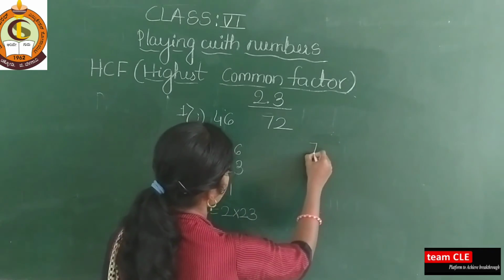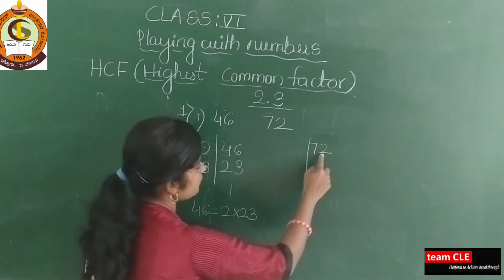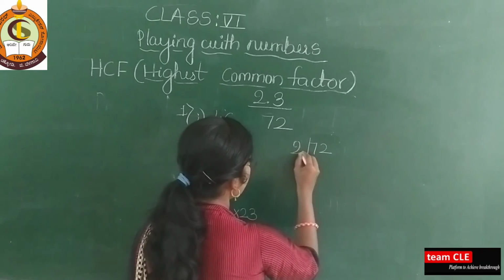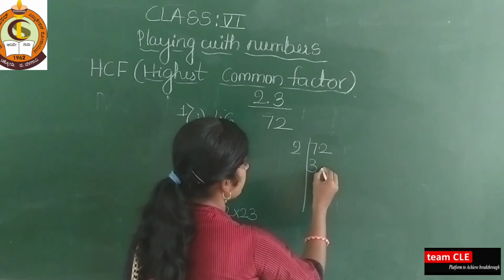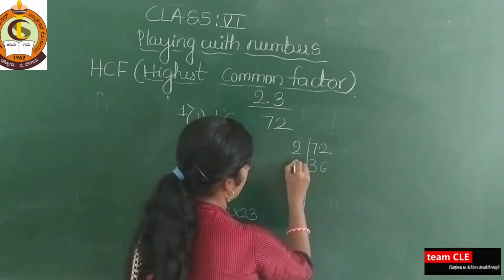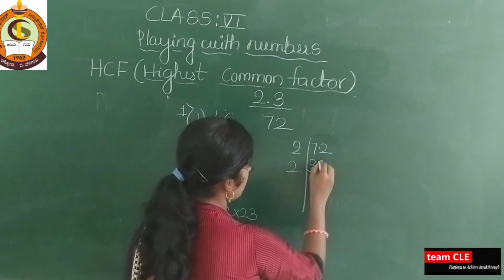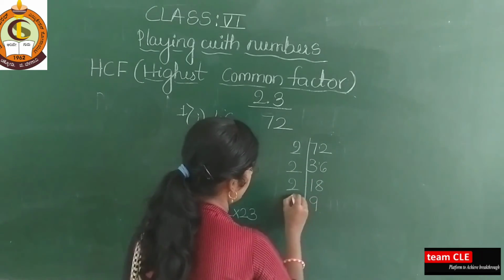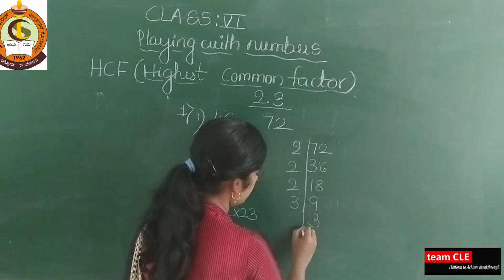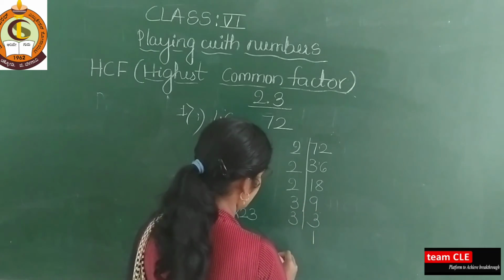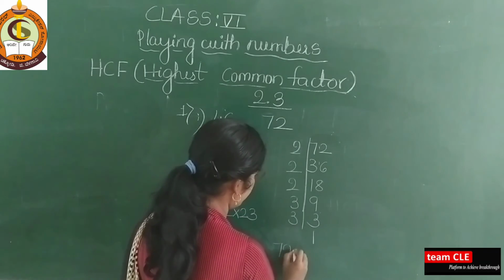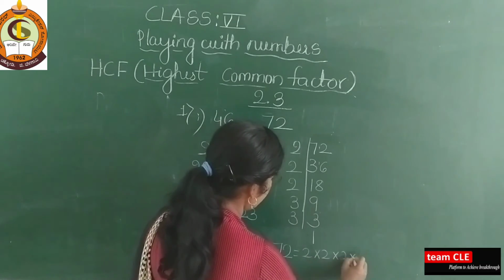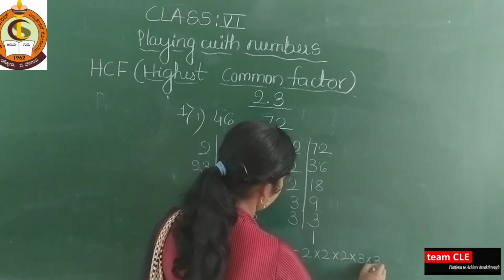Next again you take here 72. Here in 1's place 2 is there, which means that number is divisible by 2, and take here 2 3's are 6, 1 remains, 2 6's are 12. Again you take 2, 2 1's are 2 and 2 8's are 16, 2 9's are 18, 3 3's are 9, 3 1's are 3. So the prime factors of 72 are 2 into 2 into 2 into 3 into 3.